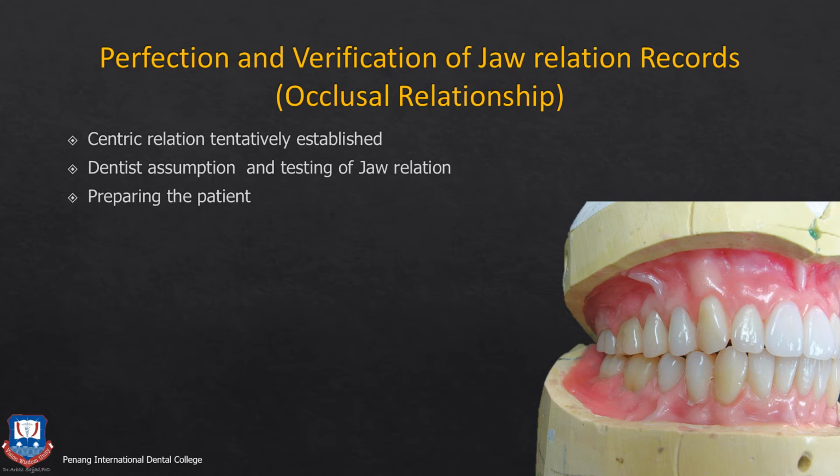Next, coming to the verification of the jaw relationship records. That is, you need to verify the occlusal relationship, the vertical jaw relationship, and the centric or horizontal jaw relationship. So all these things are evaluated. There should be proper maximum intercuspation of the upper and lower teeth in centric relation. That is, centric occlusion and centric relation should coincide with each other. There should not be any slide. That is, when the patient closes, there should be maximum intercuspation.